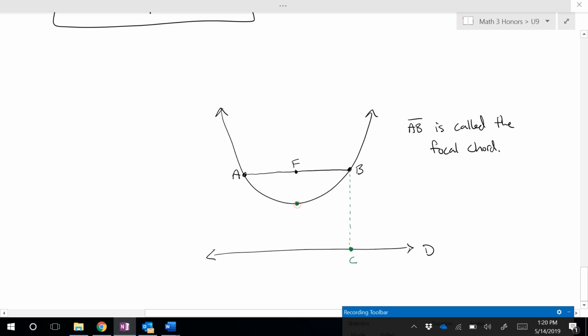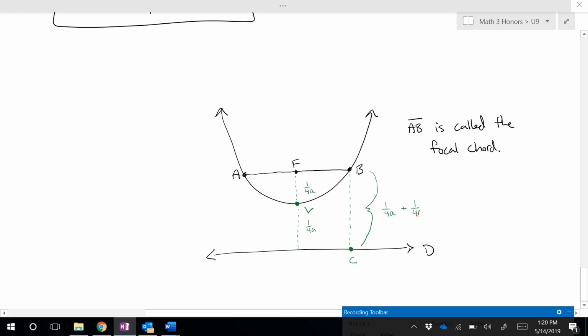Now here's my vertex, point V. I gave you a formula from F to V. What's that distance from the formula? 1 over 4a. Okay. I also told you that's the distance from V to your directrix. That's also 1 over 4a. So can anybody tell me what the distance is from B to C? It's 1 over 4a plus 1 over 4a.